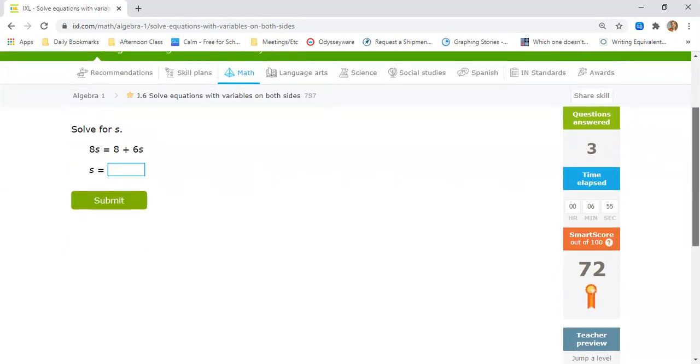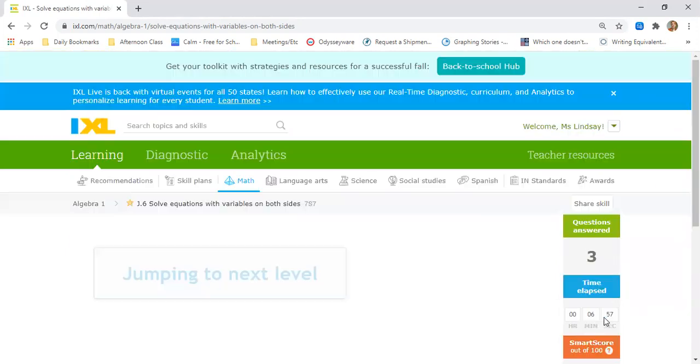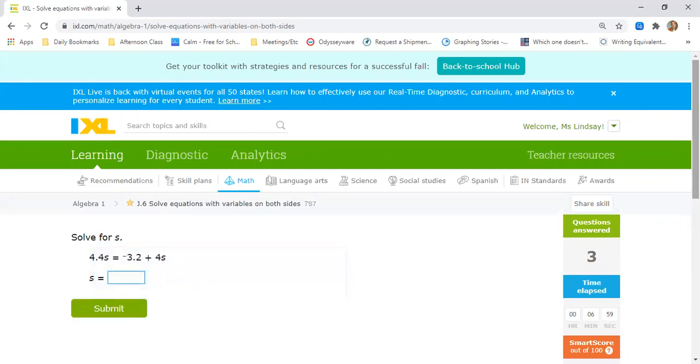More of the same. I guess I was preparing you guys for the worst because they throw in a decimal here. So I got a decimal on this one. Let's make sure we work through one of those so you see it's not really a big deal. So I have 4.4s is equal to negative 3.2 plus 4s. So I want to get those s's on the same side.